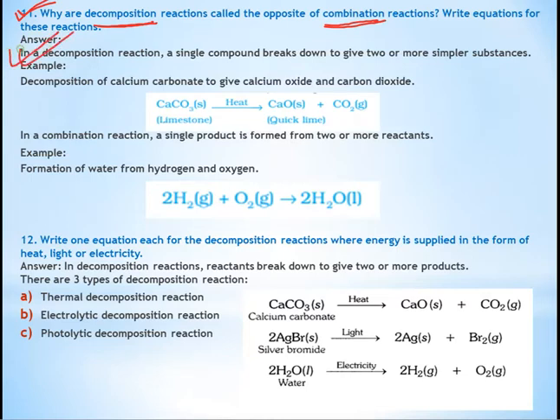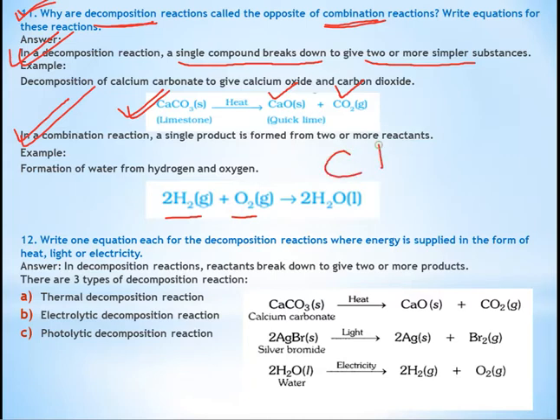In a decomposition reaction, a single compound breaks down to give two or more simpler substances. For example, decomposition of calcium carbonate, limestone, CaCO3. When we provide heat to it, it breaks down to give calcium oxide and carbon dioxide. Calcium oxide is also known as quicklime. But in a combination reaction, a single product is formed by the combination of two or more reactants. For example, H2 plus O2 gives H2O, and C plus O2 gives CO2. It is also an example of a combination reaction.